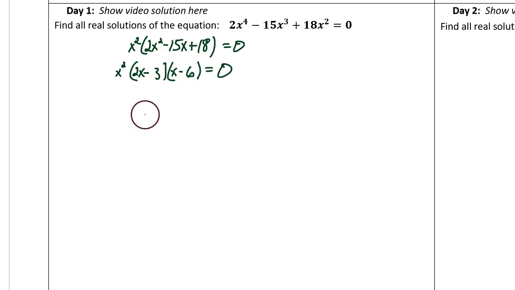Now we can use the zero product property to get solutions. The first factor is x squared. If x squared is equal to 0, then x must be equal to 0. The second factor is 2x minus 3. If 2x minus 3 was equal to 0, then x would have to equal 3 halves. The third factor is x minus 6. And for that to equal 0, x would have to equal 6. There are 3 different real number solutions.